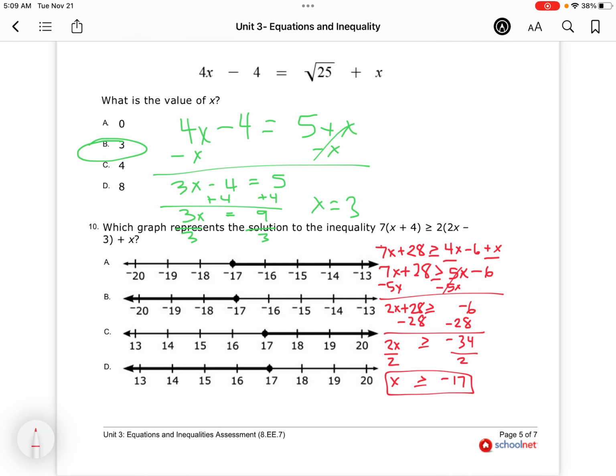So I need A. I need a closed dot on A, and it needs to go to the right because it needs to be all the numbers that are greater than or equal to negative 17.